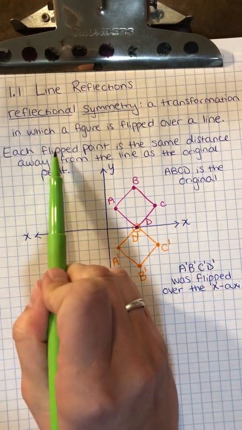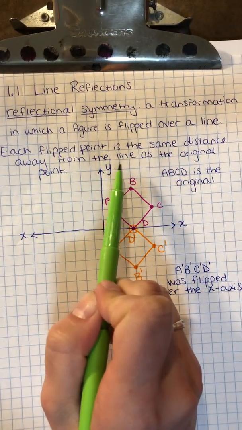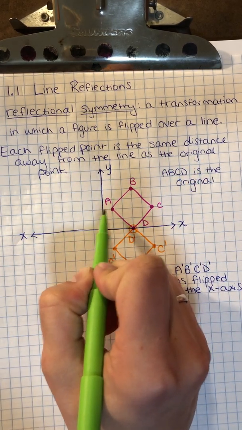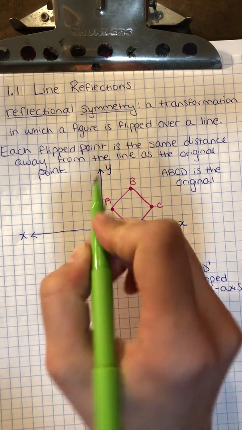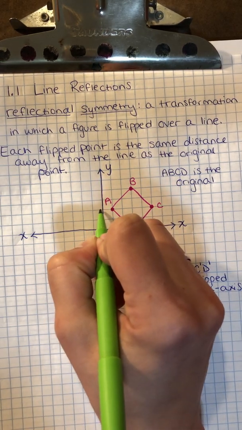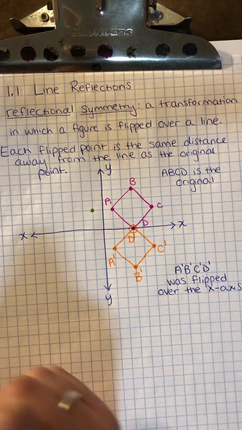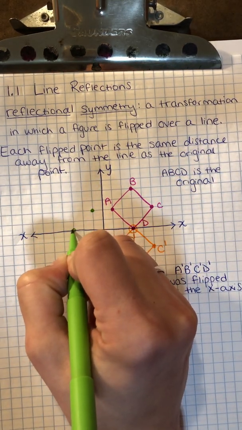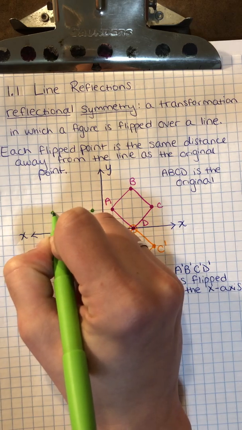So again, each flipped point is the same distance away from the line as the original point. So if A is the original point and it's 1 box away from the line, then my new point is going to be 1 box on the other side. And all of our other points follow to create the tilted square.